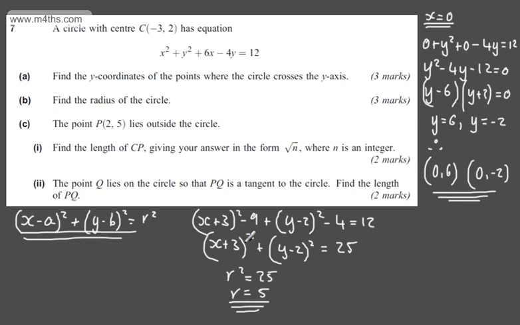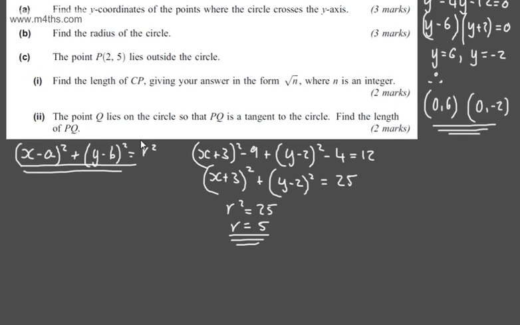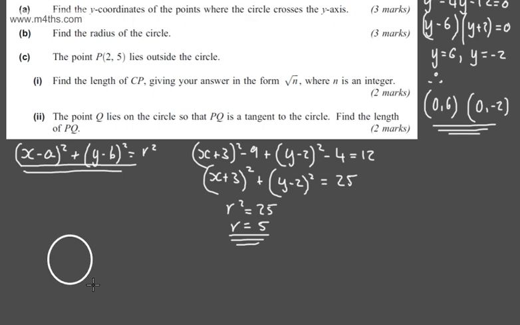In part C, the first part, it says the point P (2, 1) lies outside the circle. Part 1, for 2 marks: find the length of CP, giving your answer in the form root n, where n is an integer. In the second part, again for 2 marks, we're told the point Q lies on the circle so that PQ is a tangent to the circle. We're asked to find the length of PQ. What I'm going to do is a quick sketch. We certainly don't need one, but it might help us out.